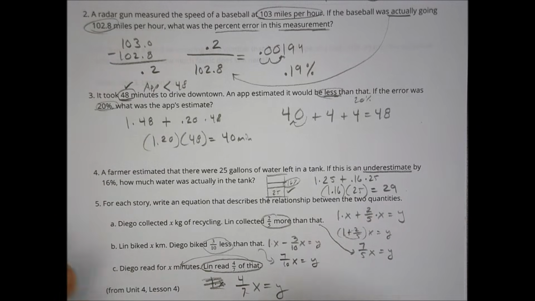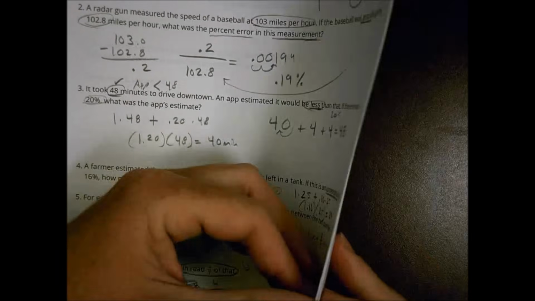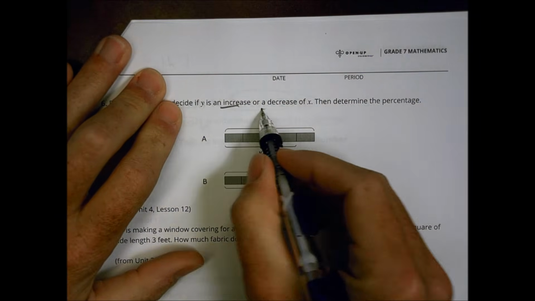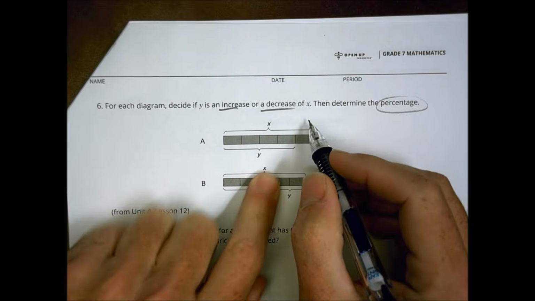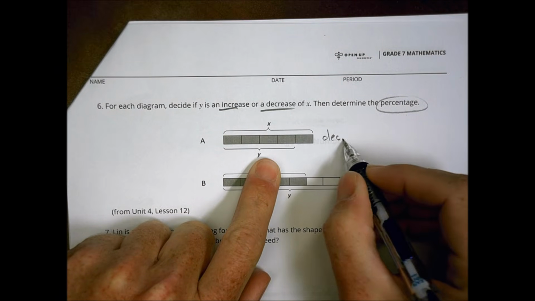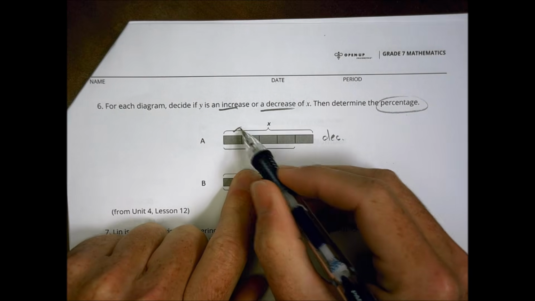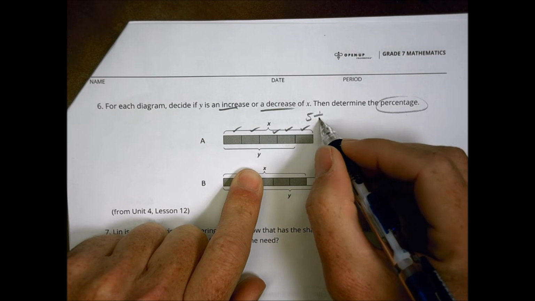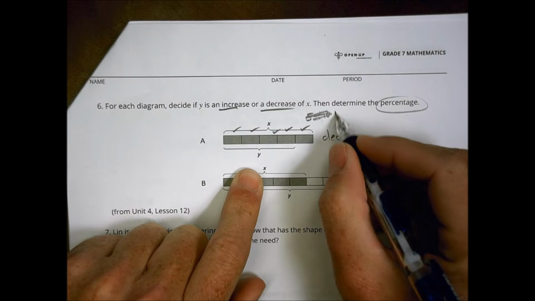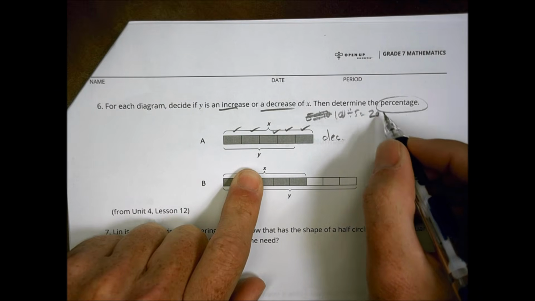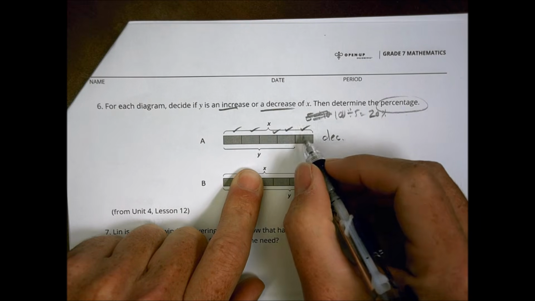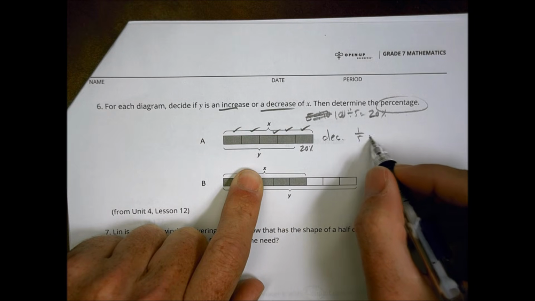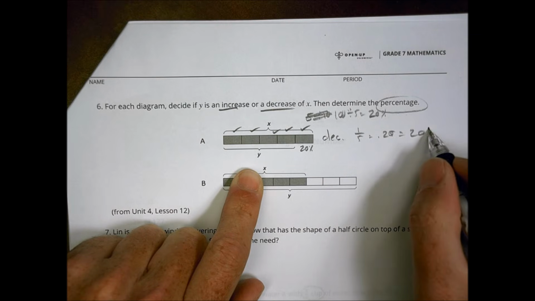All right. Next slide, number 6. For each one, decide if it's an increase or decrease, and then determine the percentage. Okay, so y is less, so we would say that's a decrease. Now in terms of how much it decreases, we say this has 1, 2, 3, 4, 5 parts. So whenever you have 5 parts, 100 divided by 5 is going to be 20. So we're looking at 20% for each space. So that's going to be a 20% decrease. So it's 1/5, or another way is 0.2, which is also 20%. So that's the decrease there.